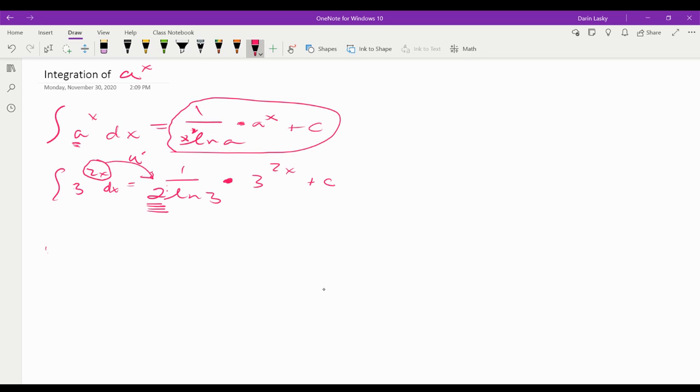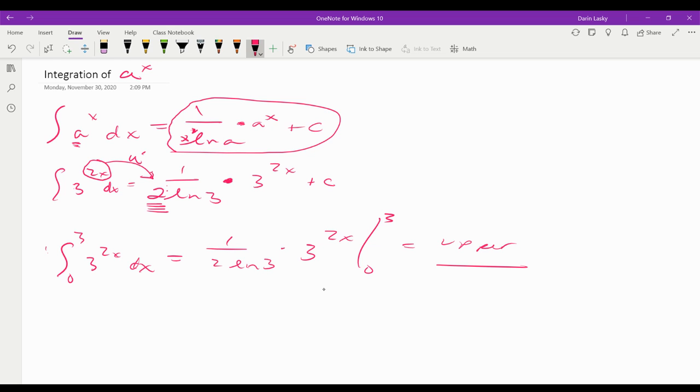And then it doesn't change if it's, I think in the example, from 0 to 3 of 3 to the 2x dx. That just means you're going to take the integral of this, which is going to be 1 over 2 times the natural log of 3 times 3 to the 2x. And then you're going to evaluate that from 0 to 3. So you would do your upper minus your lower, and we'd get our answer at that piece.